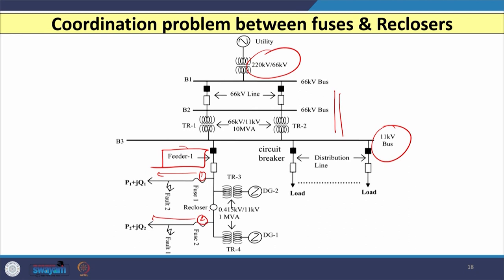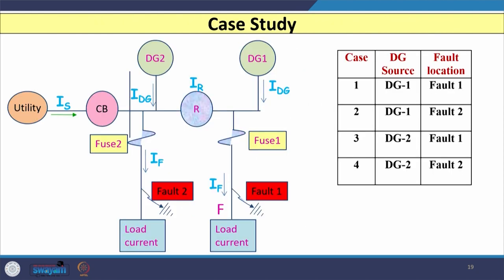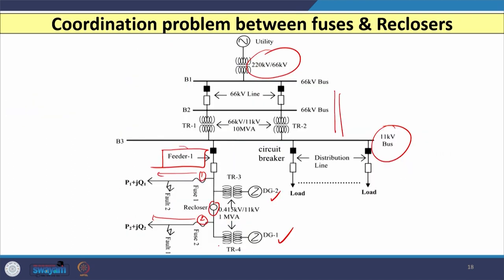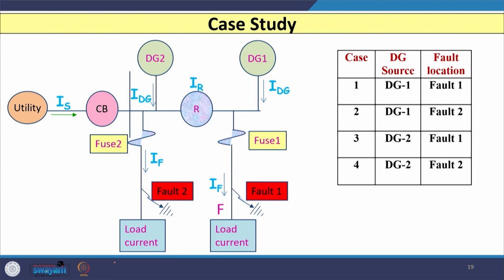These two laterals are protected by fuse 1 and fuse 2, and I am considering one recloser here, and I am also considering two DGs connected at these two positions. Now let us see what is the current seen by the recloser and what is the current seen by the fuse. If I take a small portion of this diagram in an enlarged fashion, then we have the system like this.